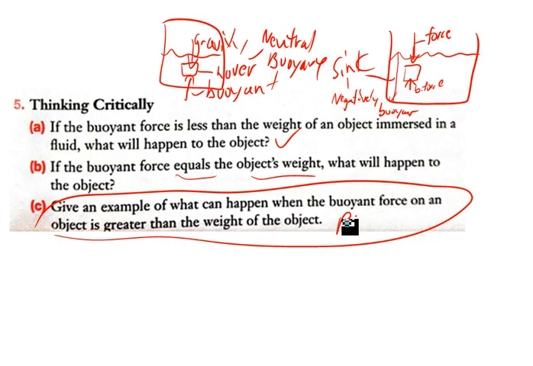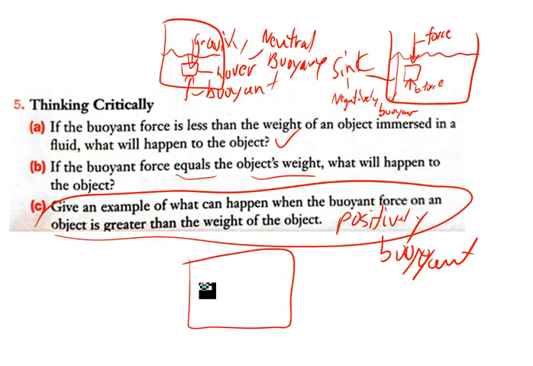Okay, let's look at the third situation. Obviously, it has to deal with something being positively buoyant. But this time they don't want to tell us what's going to happen. They just want us to give an example of what can happen when the buoyant force on an object is greater than its weight. Well, we could take lots of examples. So here's our box, now this force is really strong, and this force is really weak. What will happen? It will start to rise up in the water.